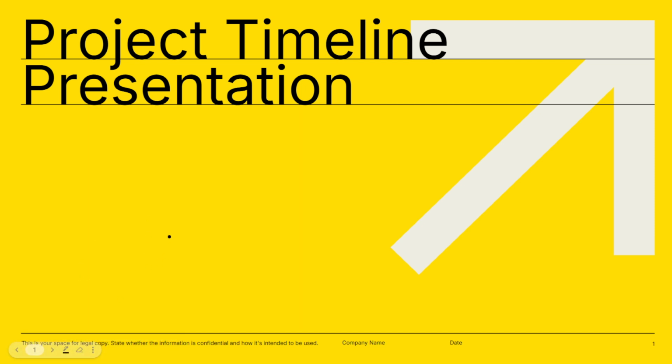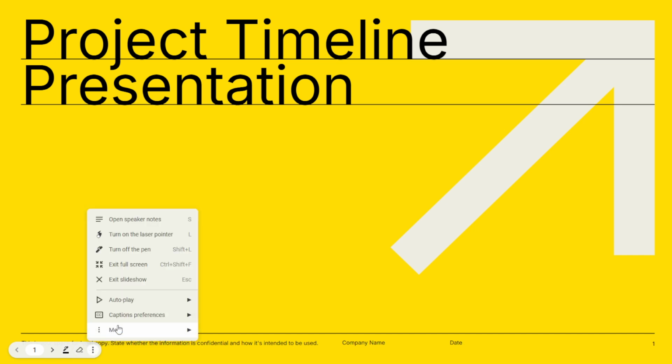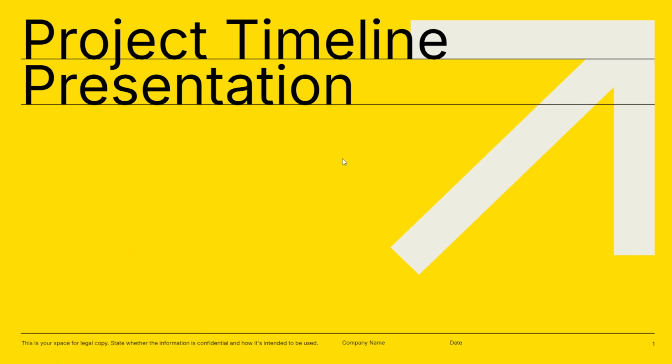know how to exit pen mode. Simply head back to the Options menu by hovering over the bottom left corner once more. Click the Turn off the pen option, and your presentation will return to its standard state, free from any further drawing interruptions. With these steps, you're all set to add that extra layer of interactivity to your Google Slides presentation.